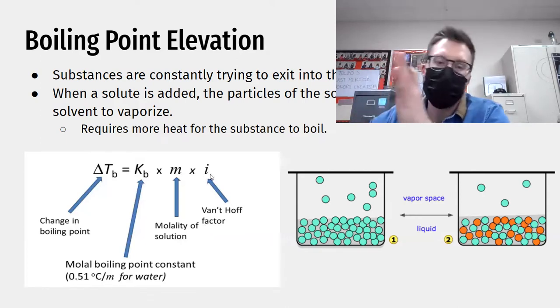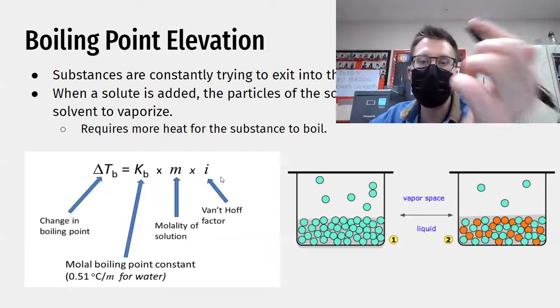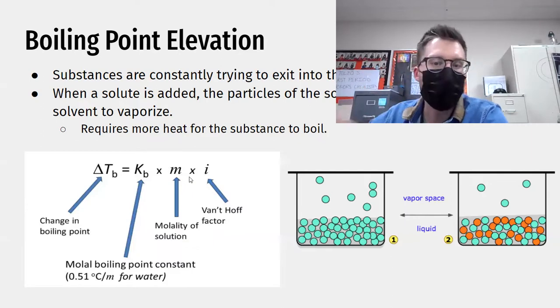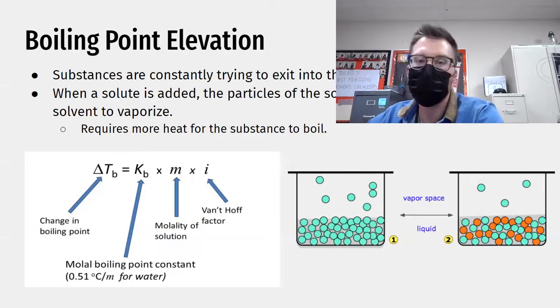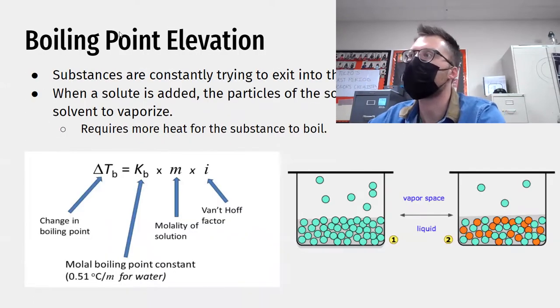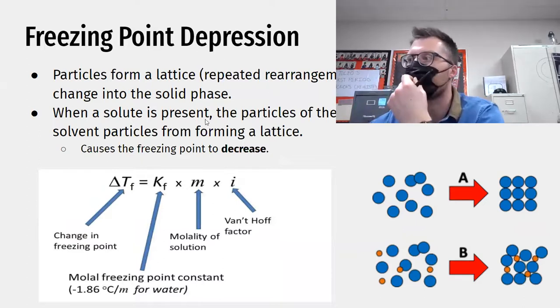So boiling point elevation, what we're going to be using this for is to determine, if we're given a certain concentration of a solution, how that will change the boiling point and/or freezing point of a substance. What we're going to talk about first is freezing point depression, where you can change the freezing point by decreasing the temperature.